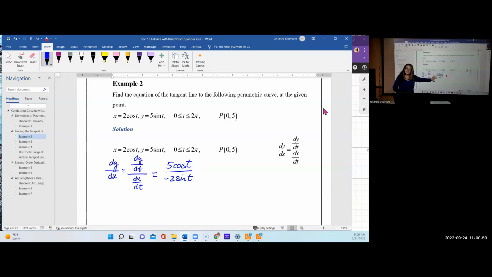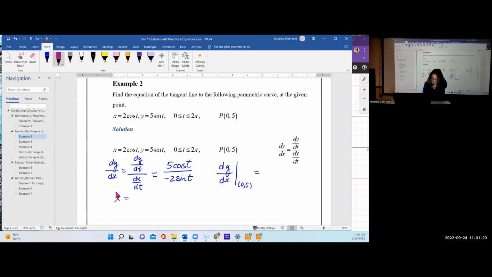Now, this is a formula for the slope of the tangent line anywhere, but I specifically want to know what it is at (0, 5). So now I'm going to evaluate the derivative, dy/dx, at the point (0, 5). Now, I have a problem. 0, 5 are x and y coordinates, and these are t values. So what am I going to do? Well, I need to know what t value causes this to be (0, 5). So I need to come down here and do a little bit of work.